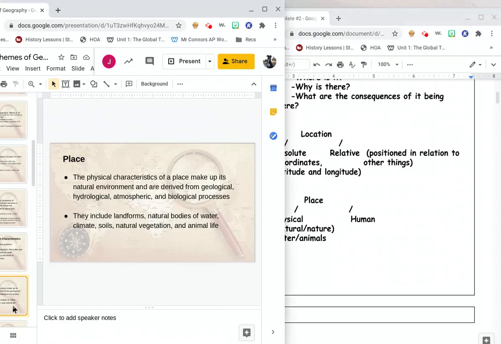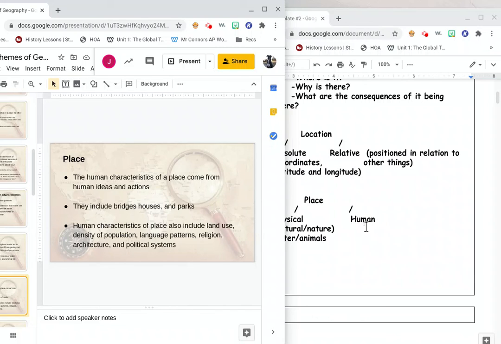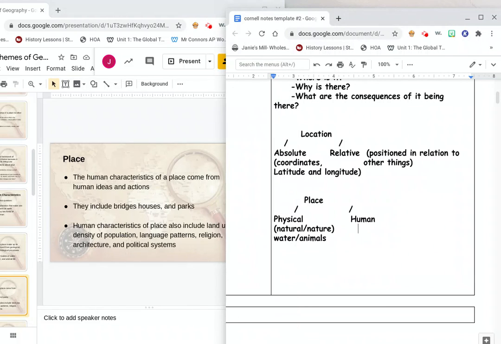Human place is by humans for humans. These can be things such as parks, houses, cities, and it also can be things such as culture and language. Human place separates and distinguishes spots from each other. Within Chicago, we have Chinatown, we have West Side, we have Gold Coast, we have the Loop, we have the suburbs, all of those different places that are human-made.